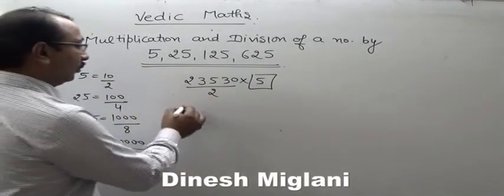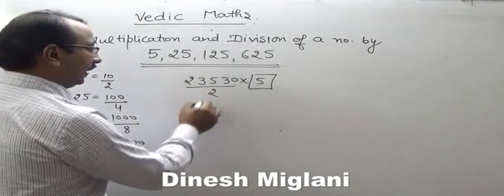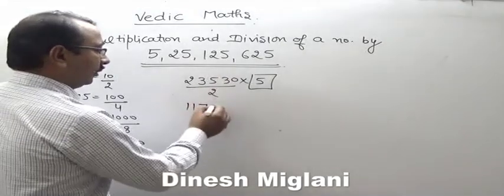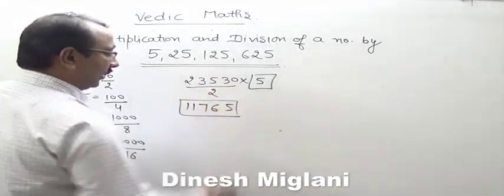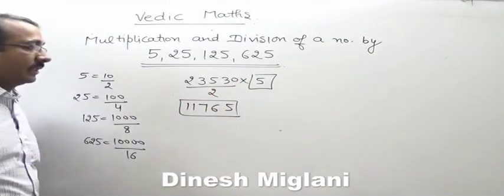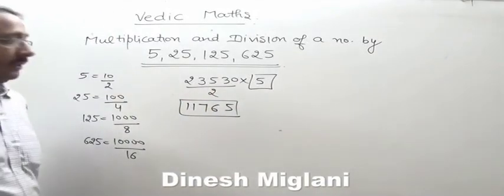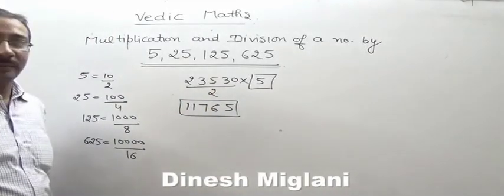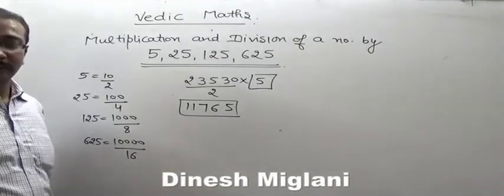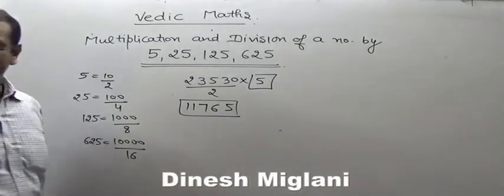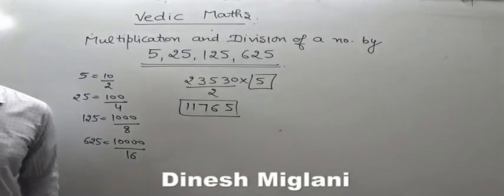It's very easy for you to divide by 2. 23530 divided by 2: 2 into 1 is 2, 3 into 2 is 6, 15 is 7 with 14, 13 is 6 with 12, then 10 is 5. So my answer is 11765. It means if you have to multiply a number by 5, for example 2353, my answer is 11765. That becomes my answer.